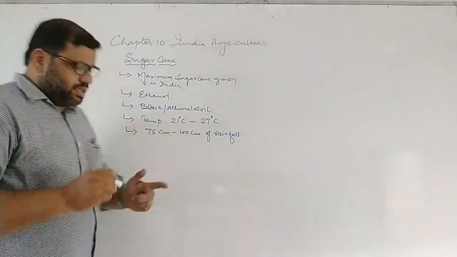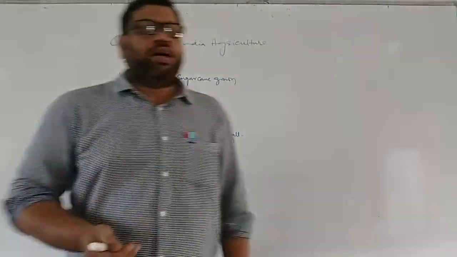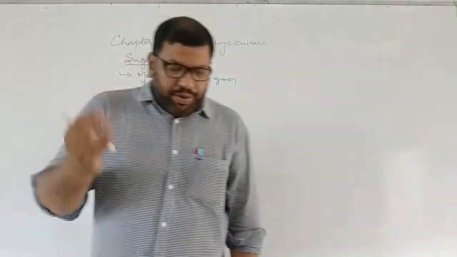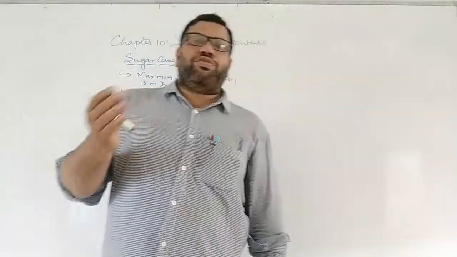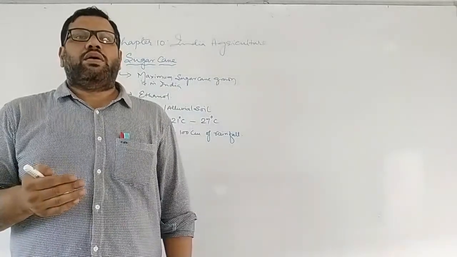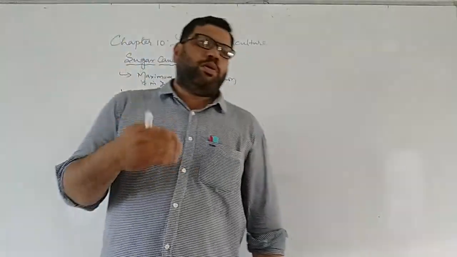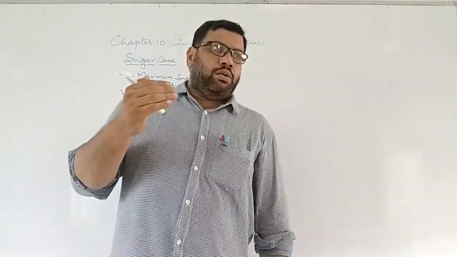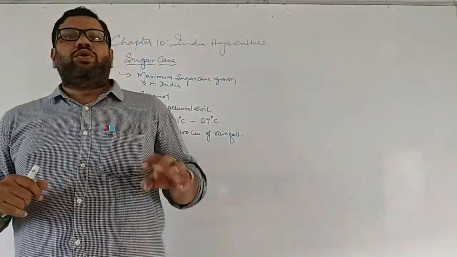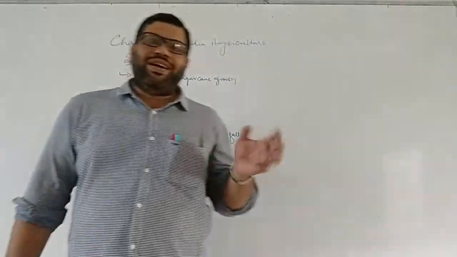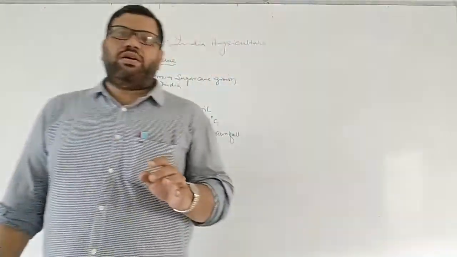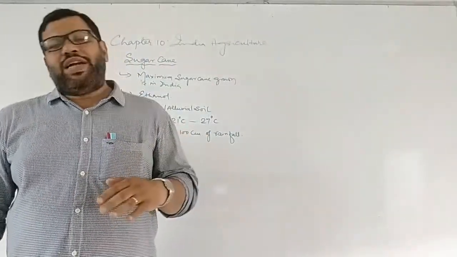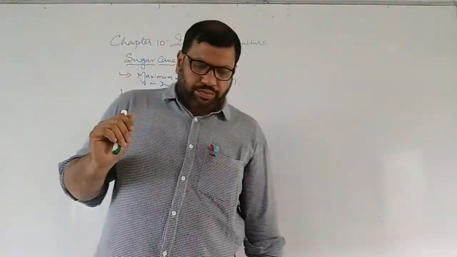In those areas where the soil is good but rainfall is a little less, it can be grown through irrigation. We are talking about Punjab, we are talking about Haryana, those areas where 70, 75, 80 centimeters of rainfall is the pattern which we see. So they compensate with the help of irrigation.